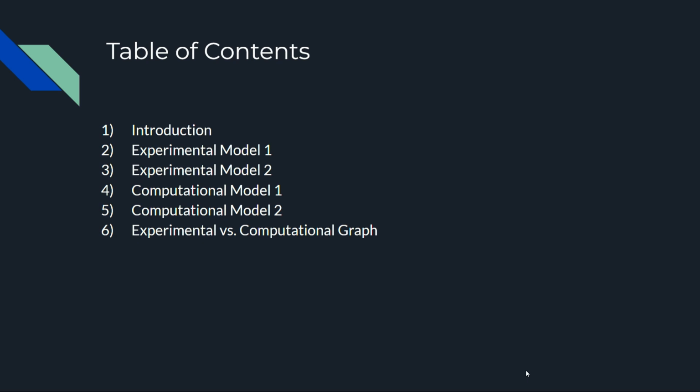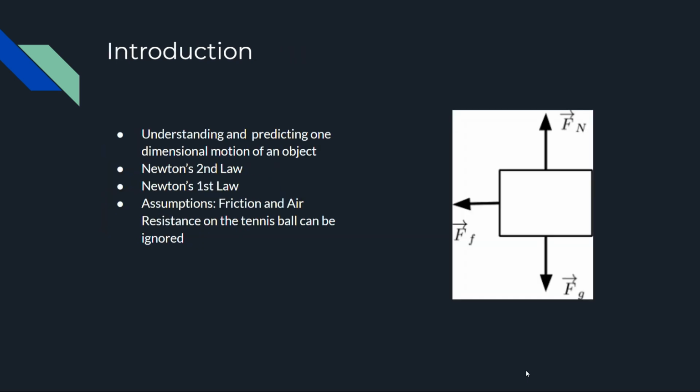The purpose of this lab is to predict the one-dimensional motion of an object and compare it to the experimentally observed motion. Here, we will do so by utilizing Newton's second law, from which we can derive the velocity update and position update formulas to predict the position and the velocity of the ball.